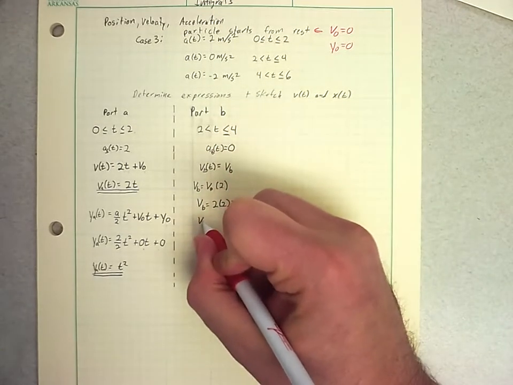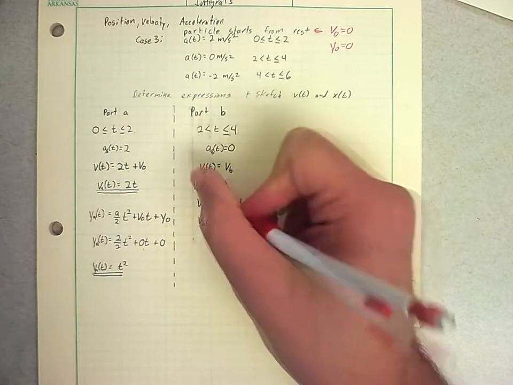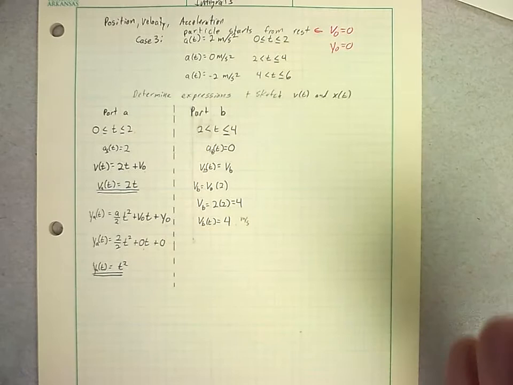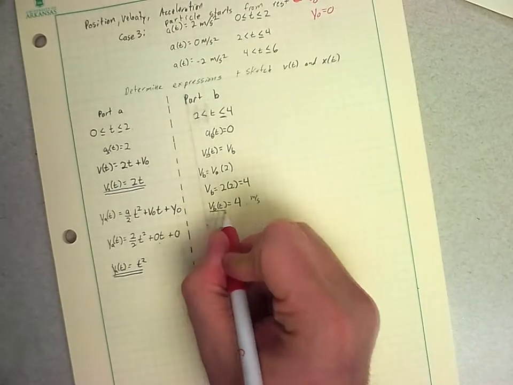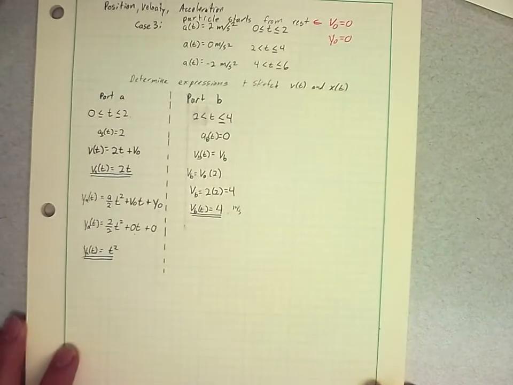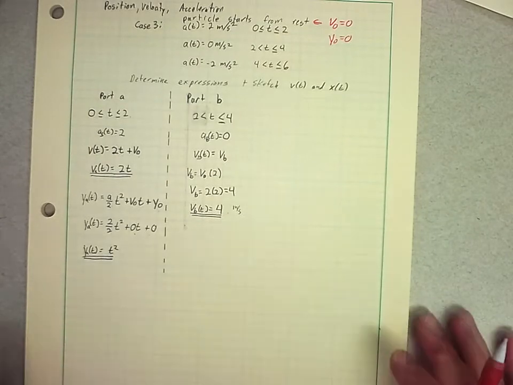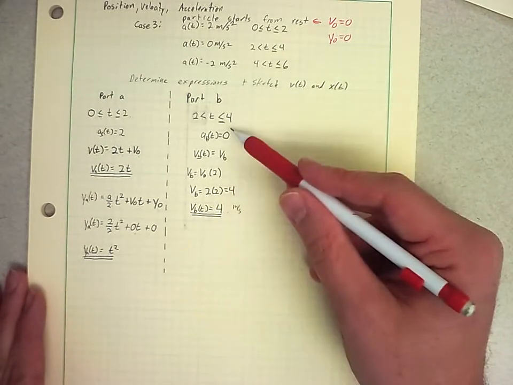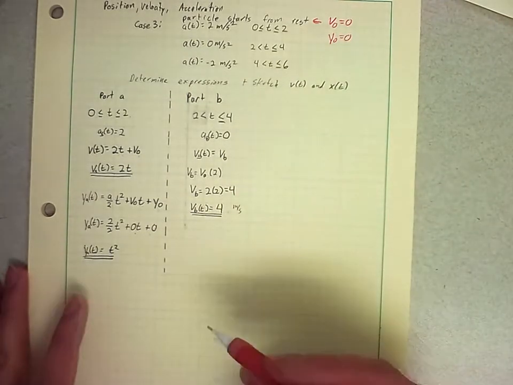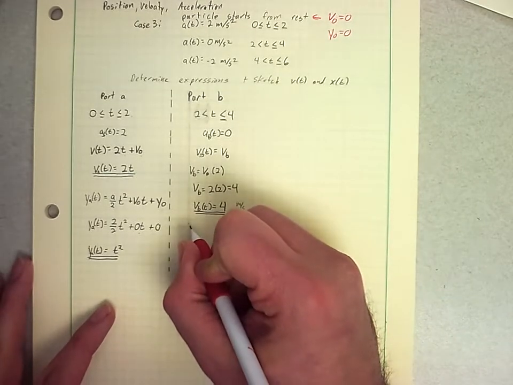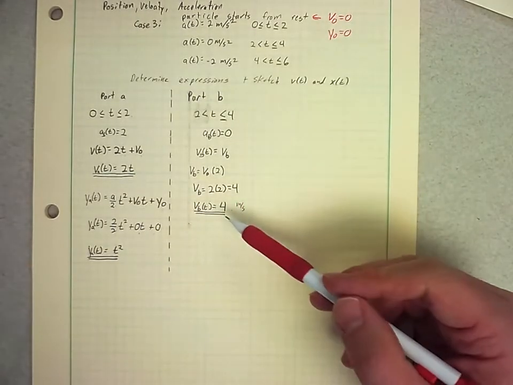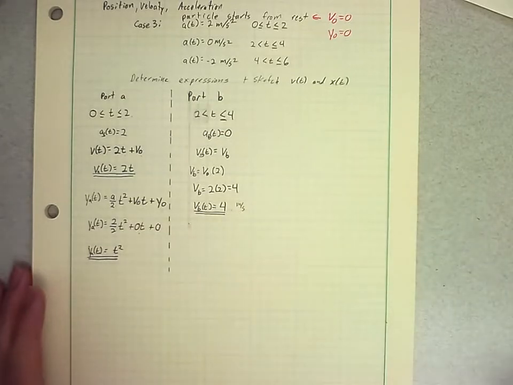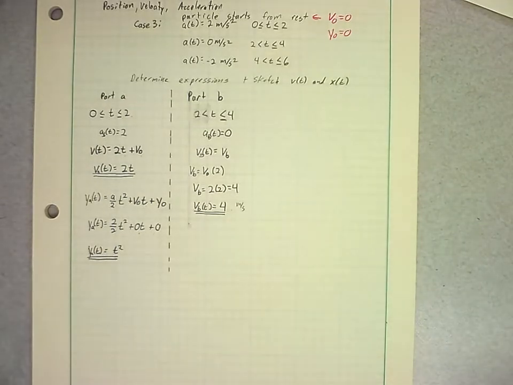So vb of t is just a constant value of 4, and we know that's going to be meters per second, because it doesn't change as we go on through time. It stays constant at that value of 4 because the acceleration doesn't change. Remember, acceleration is the derivative of velocity, so the slope is 0, it must be a flat line, which is how we figured it out before. And again, I could integrate it, and so I'm actually going to do that with this next step.